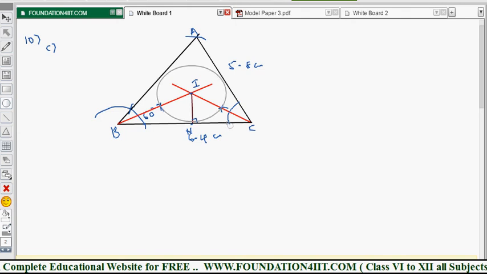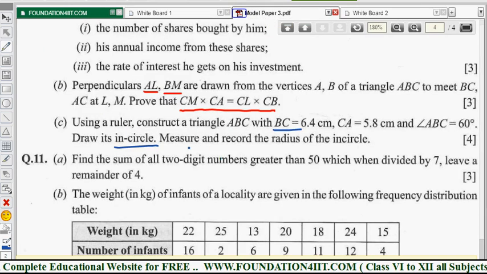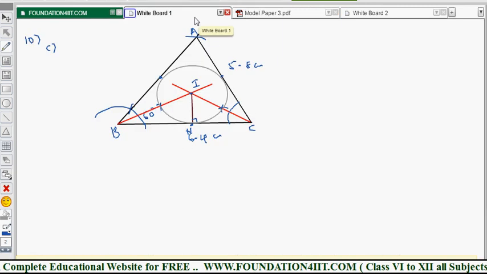So you should draw the incircle. Just by touching this, it will automatically touch all three sides. Okay, you should draw the circle. This is the incircle, and measure and record the radius of the incircle. Then the radius you can measure using the scale, and approximately in this problem you will get the radius of the incircle as 1.75 centimeters. Right?